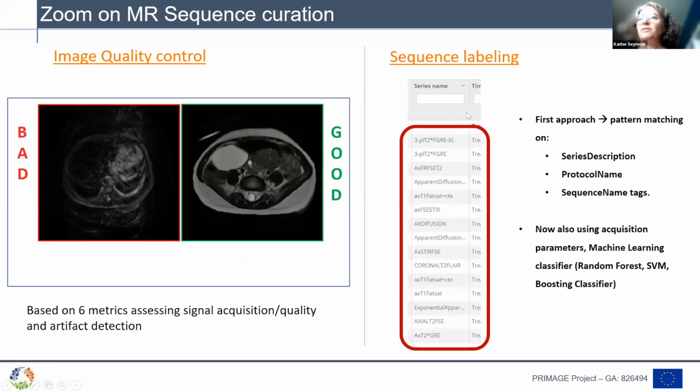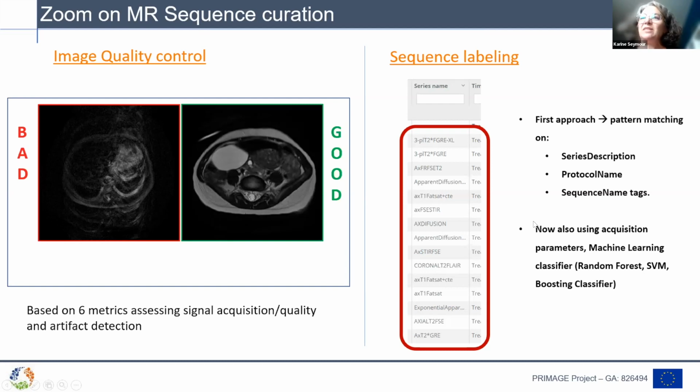So these are two examples of some of the curation aspects that we handle. Here I haven't covered the de-identification and the verification of the anonymization process that is already done, but I just want to tackle some other aspects of the curation process. One is the image quality control, which in our project is handled by MedExprim, where we have developed a system to assess the quality of the images using 6 metrics that assess the signal acquisition quality and artifact detection. And another curation process that we are handling is the labeling of the MR image sequences.